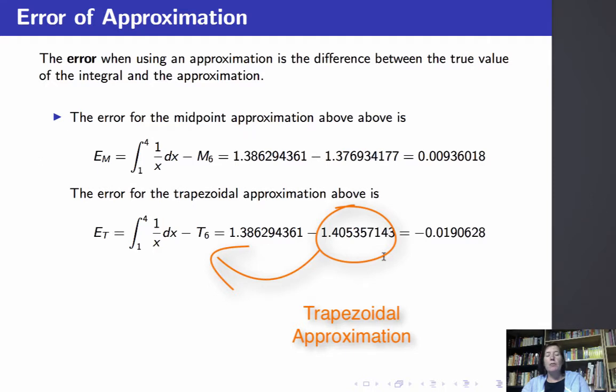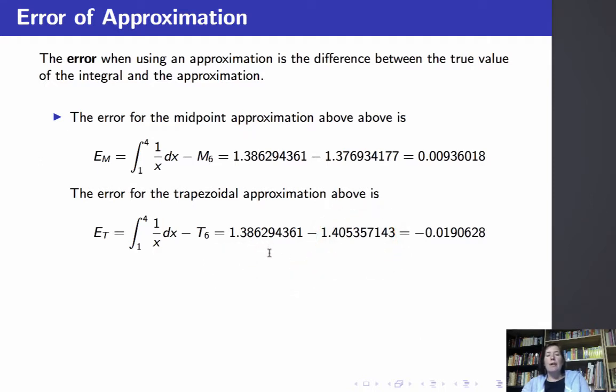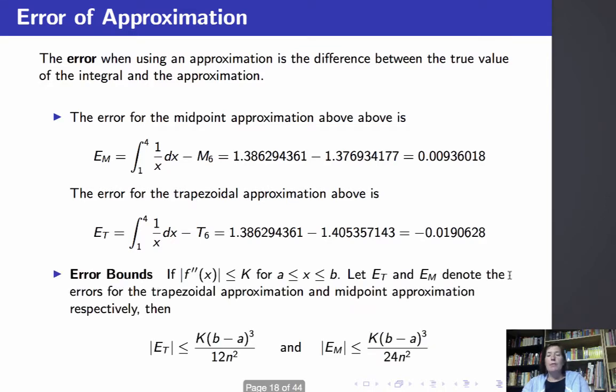And the error for the trapezoidal approximation is the true value of the integral minus our trapezoidal approximation. And we've written both down here to 9 decimal places. Again, we get 1.38629436 minus our trapezoidal approximation with n equals 6. And we see the error here is negative because we over-approximated, and it's negative 0.0190628. So it's a little larger in absolute value than the error for the midpoint approximation with the same number of rectangles.